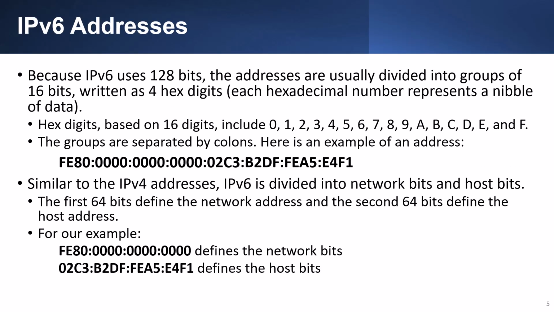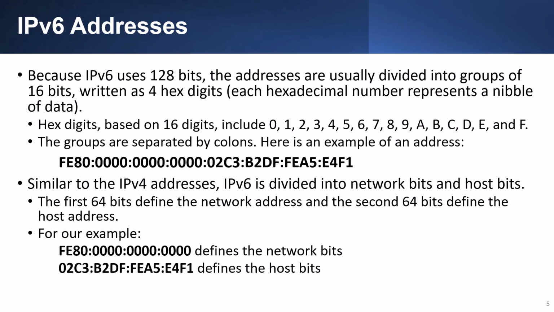Because IPv6 uses 128 bits, the address is usually divided into groups of 16 bits, written as 4 hex digits, where each hexadecimal digit represents a nibble of data. Hex digits are based on 16 digits, including 0, 1, 2, 3, 4, 5, 6, 7, 8, 9, A, B, C, D, E, and F. The groups are separated by colons. An example is shown on the screen.